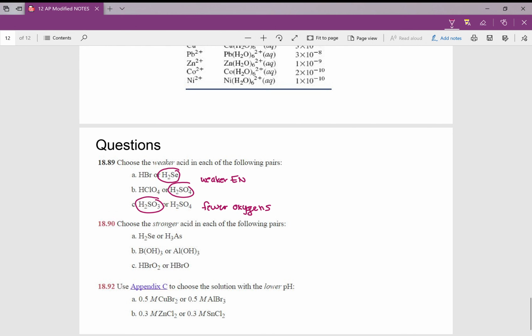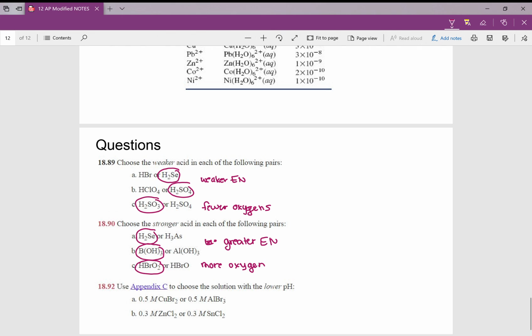In 18.90, you were choosing the stronger acid in the following pairs. So you should have chosen in A, H2Se. And then in B, you should have chosen the boron compound. Both of these are because of, sorry, it shouldn't be writing weaker, it should be greater electronegativity. And then in the final choice there, you should be choosing the one with the 2 oxygens because it has more oxygen, so it's going to create a stronger acid.